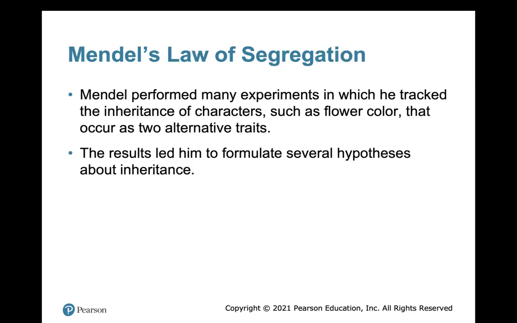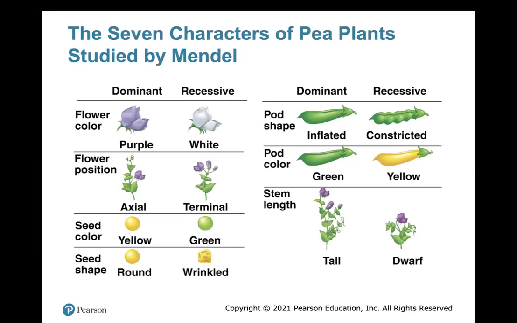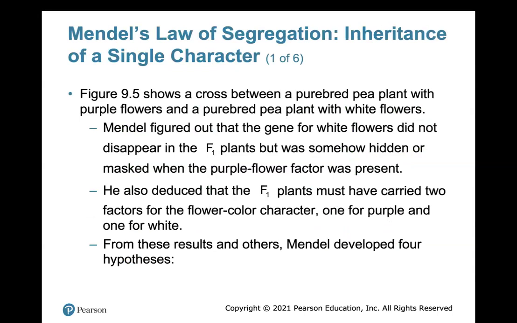So Mendel performed many of these experiments in which he could track the inheritance of characters like flower color that occur as two alternative traits, and the results led him to formulate several hypotheses about inheritance. So these were the seven characters of pea plants that he studied. He looked at flower color, the dominant and recessive, the flower position, the seed color, the seed shape, the pod color, and the stem length.